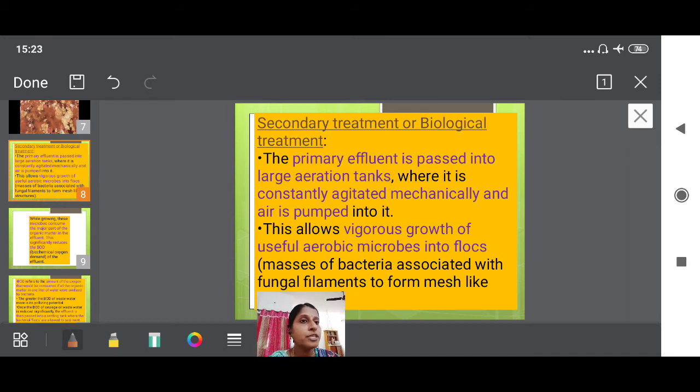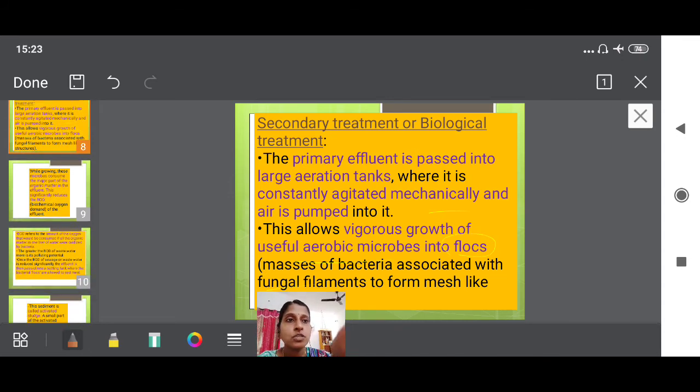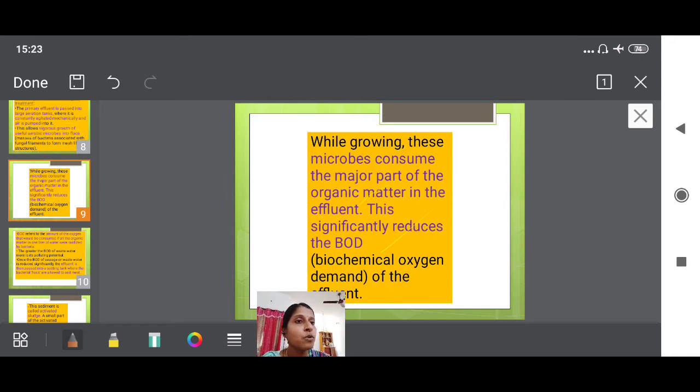The primary effluent is passed into the aeration tank, constantly agitated mechanically. So aerobic microbes are multiplying and it is converted into flocks. Fungal filaments with bacteria, we call them flocks. The next step is that while growing, microbes, what do they do? They consume the organic matter, and BOD, biochemical oxygen demand, will be going down.